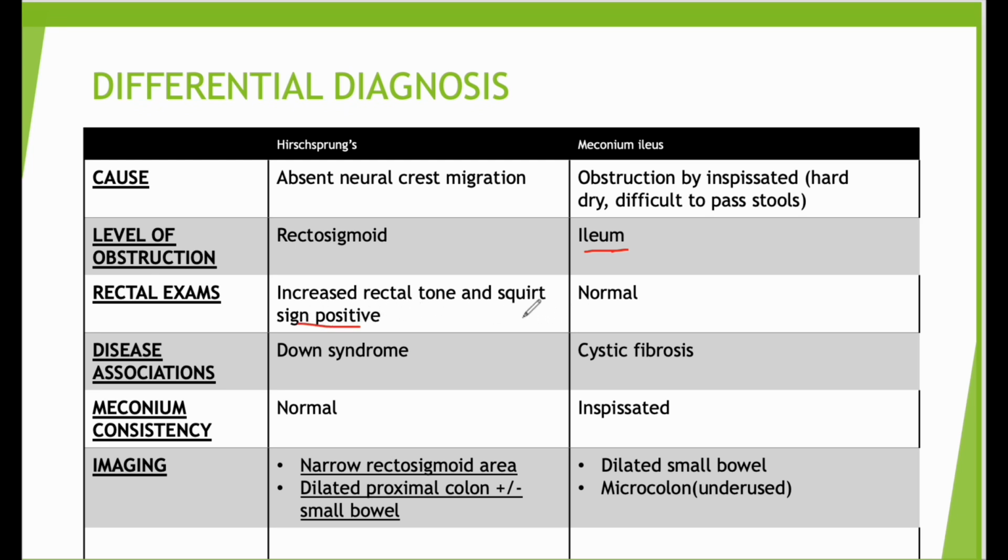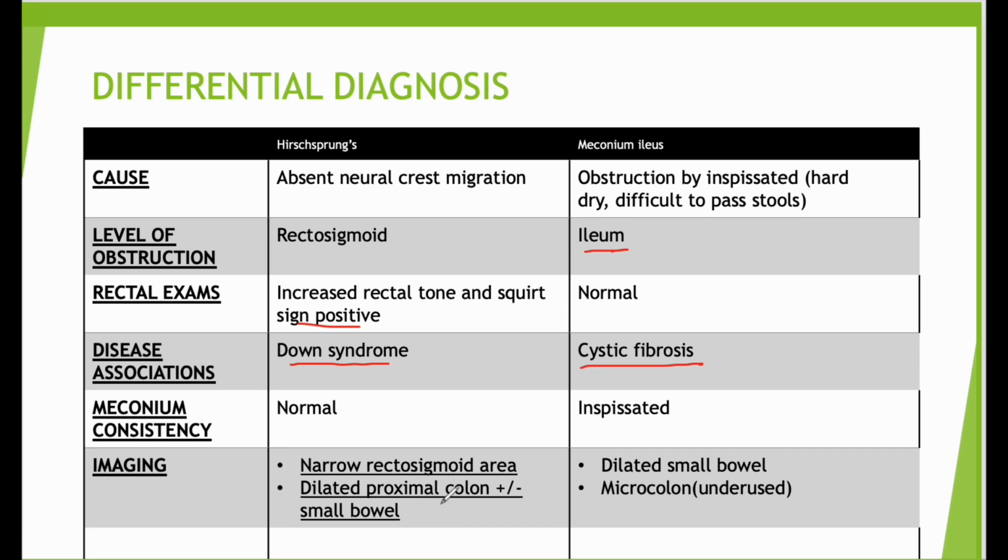Remember, we said squirt sign is when there's explosive expulsion of stools during rectal exam. But for meconium ileus, there is no increased rectal tone or squirt sign on exam findings. Hirschsprung's disease is usually associated with Down syndrome, and meconium ileus is a feature of cystic fibrosis. For Hirschsprung's disease, the meconium consistency is usually normal, whilst for meconium ileus, the stools are hard and dry and very difficult to pass. So also take note of this.